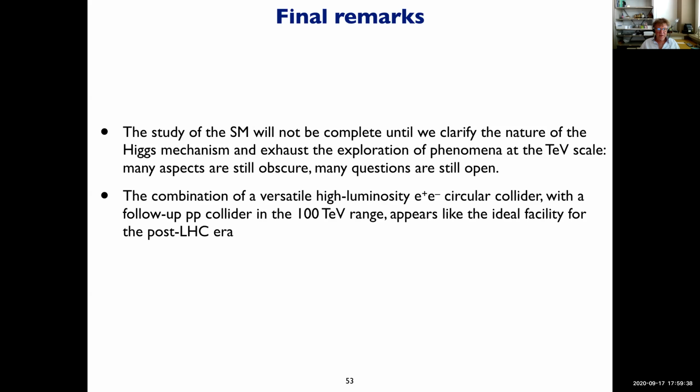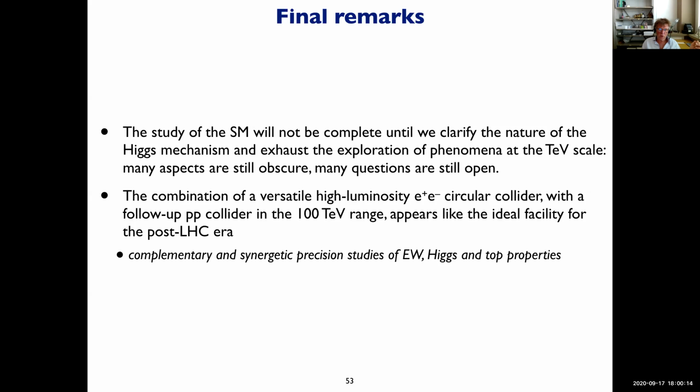The combination of a versatile high luminosity e+e- circular collider, versatile because it can operate at many different energies, so it goes from the electroweak factory at the Z peak all the way up to the top threshold, with a follow-up collider in the 100 TeV range appears like the ideal facility for the post-LHC era. There is nothing of this power, of this physics potential, that is possible to conceive today and that can be realized with the technology that we know.